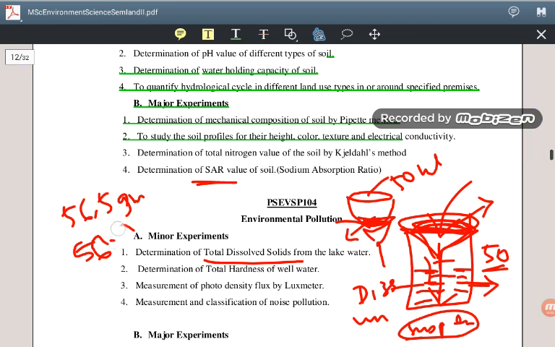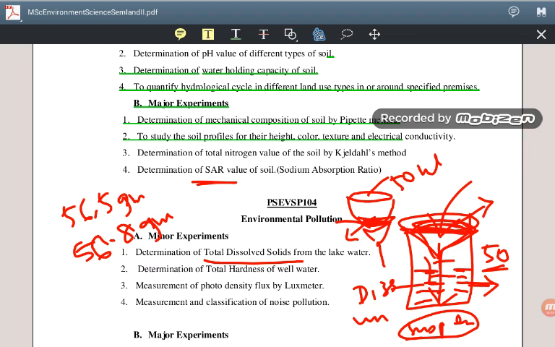56.8, and this weight is very minimum in case of the river water or the drinking water resources. So you have to perform this experiment very carefully.